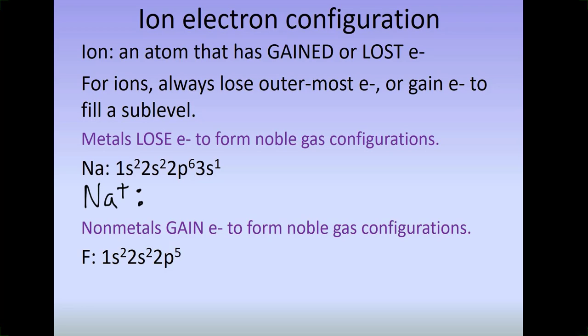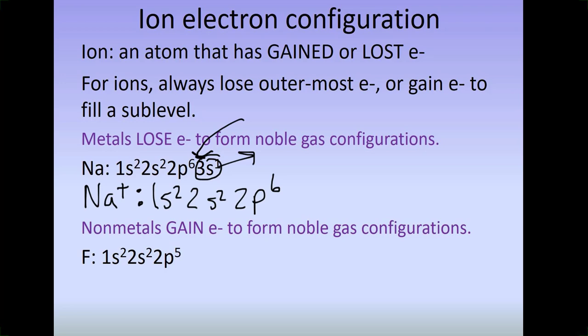Now, looking at the atom electron configuration, which electron did it lose? Well, it always loses the outermost, the one that has the highest energy level. So I have an electron there in energy level 3. That is the electron that is going to go away. So what is left over? I have 1s2, 2s2, 2p6. So this is the sodium ion.